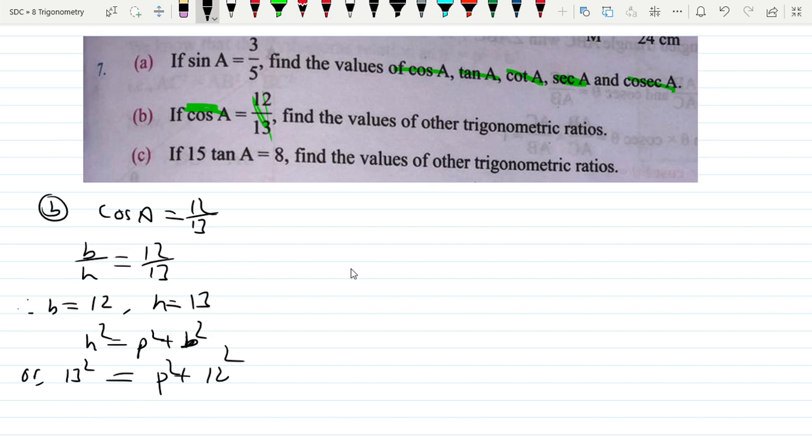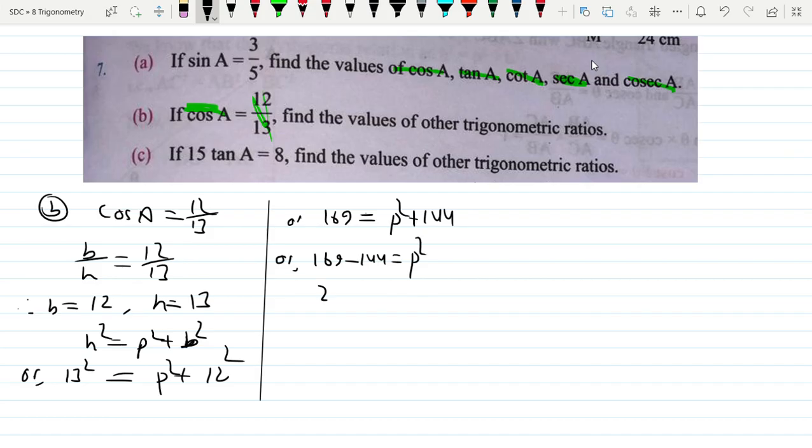Base is 12. So 13 square is 169, equal to perpendicular square plus 144, since 12 square is 144. And now let's bring that 144 to the left side for subtracting. By doing that we get 25 equal to p square. And we already know 25 is a square number, the square of 5. So we get p equal to 5. Now we have all three sides of this right angle triangle: base we have 12, hypotenuse we have 13, perpendicular we have found 5.